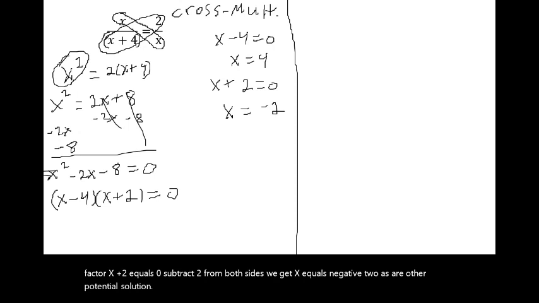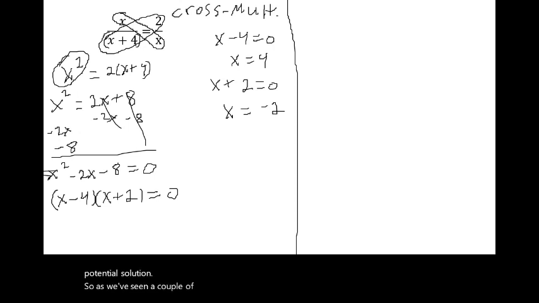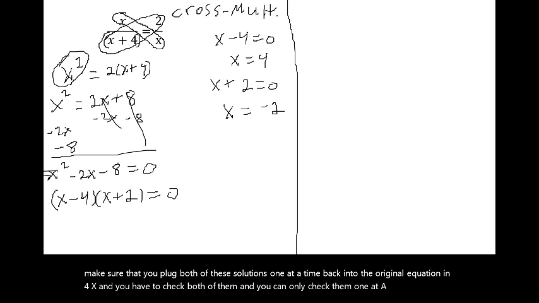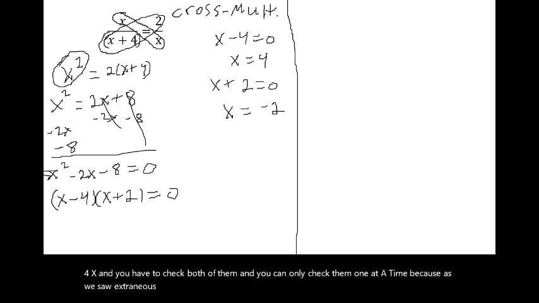So, as we've seen a couple of times already, extraneous solutions can happen, so you do need to make sure that you plug both of these solutions, one at a time, back into the original equation in for x. You have to check both of them, and you can only check them one at a time. Because as we saw, extraneous solutions can sneak up on you, so make sure that you check your answer every single time. Let's start with 4.